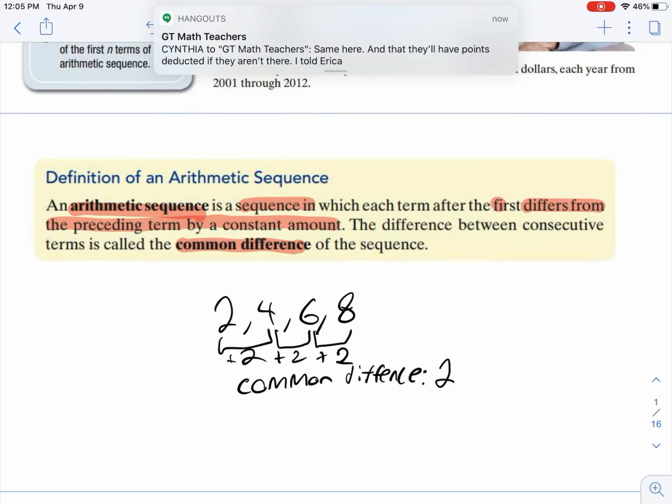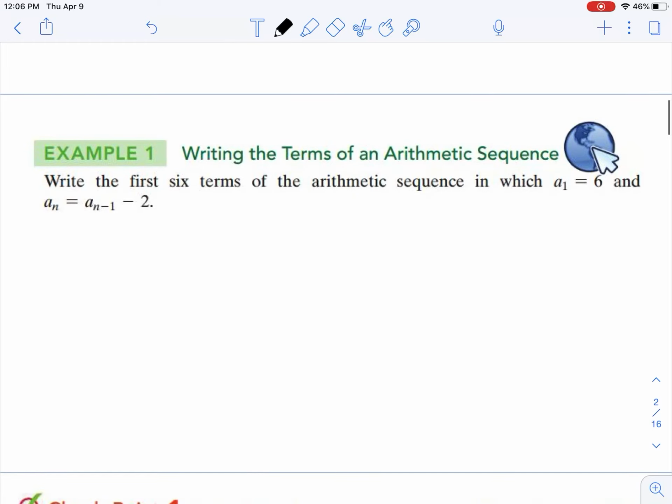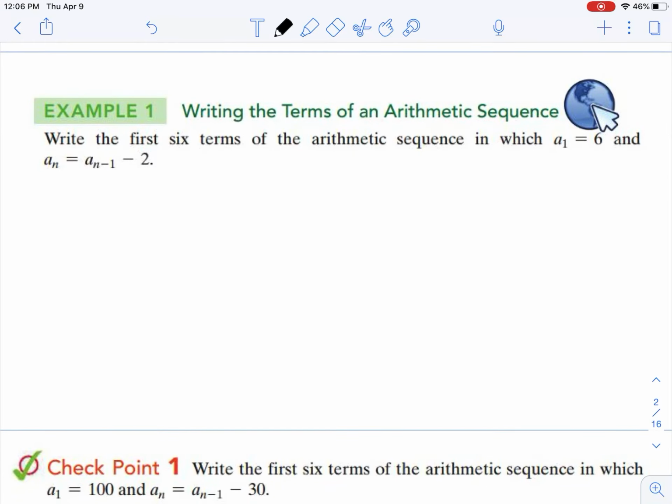Okay, so what we are going to do is go ahead and take a look at example 1. We're going to be doing examples 1 through 3. It says write the first 6 terms of the arithmetic sequence when your first term is 6, and this is your general form. So let's go ahead and take a look at it.